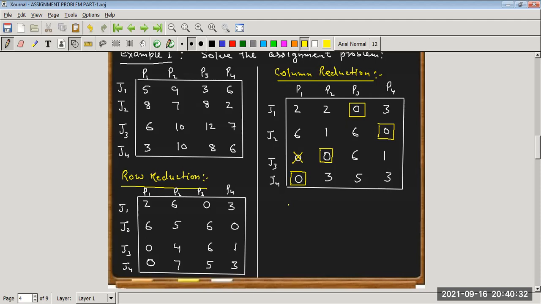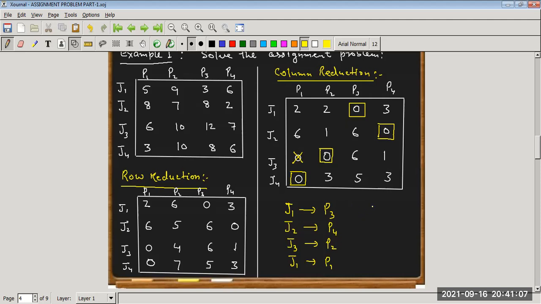So what is the assignment? How can we assign? Job J1 goes to person P3. J2 job goes to P4 person. J3 job goes to P2 person, and J4 job goes to P1 person. So you can see that each job goes to exactly one person, and each person gets exactly one job.